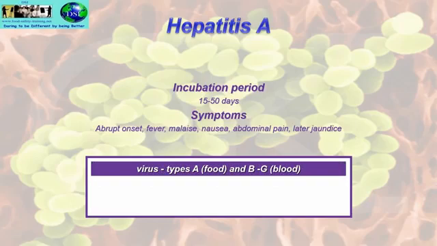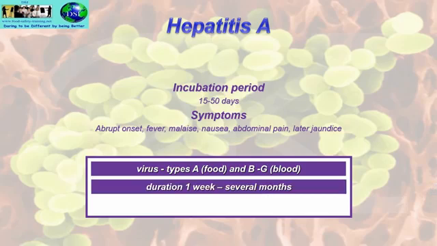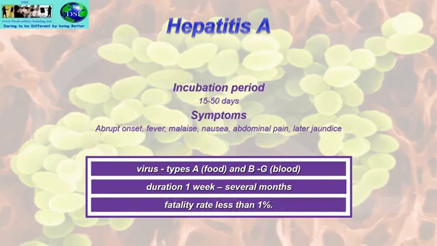It's a virus, and there are 2 types. Type A you'll find in food, as I mentioned, and B to G you'll find from blood contamination. The duration is from 1 week to several months, which wasn't mentioned above. The fatality rate is less than 1%.